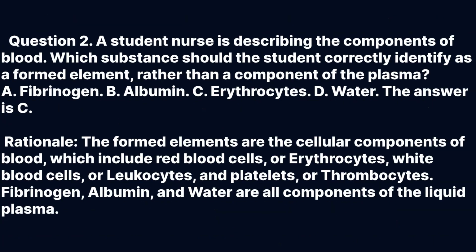Question 2. A student nurse is describing the components of blood. Which substance should the student correctly identify as a formed element rather than a component of the plasma? A. Fibrinogen, B. Albumin, C. Erythrocytes, D. Water. The answer is C. Rationale. The formed elements are the cellular components of blood, which include red blood cells or erythrocytes, white blood cells or leukocytes, and platelets or thrombocytes. Fibrinogen, albumin, and water are all components of the liquid plasma.